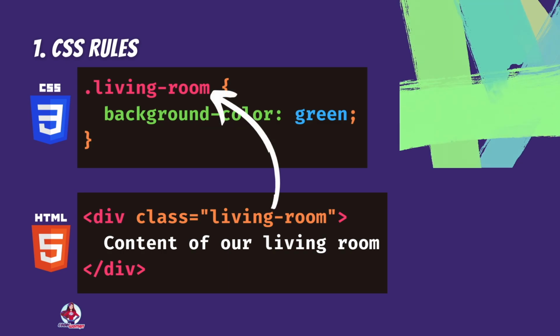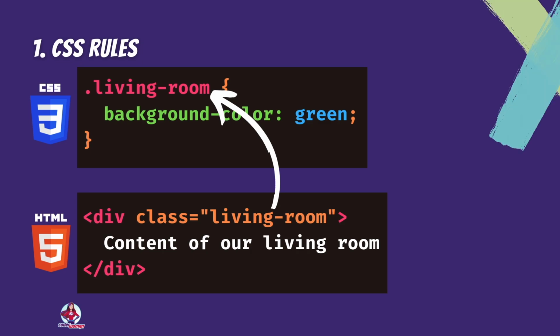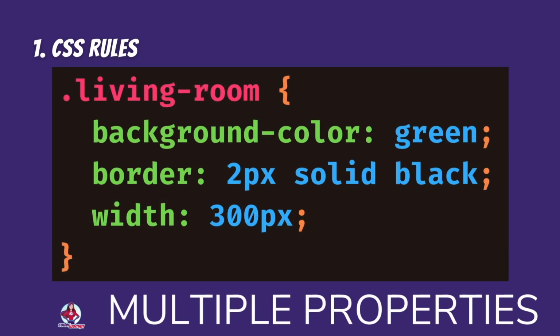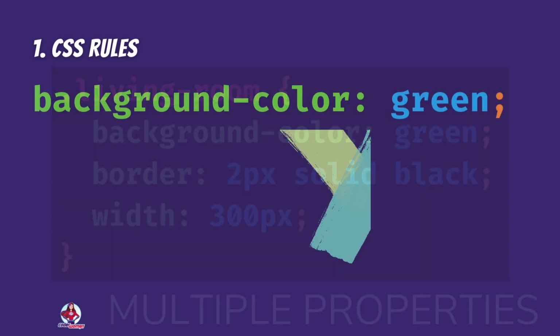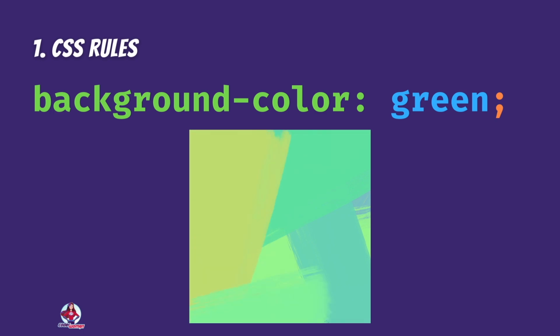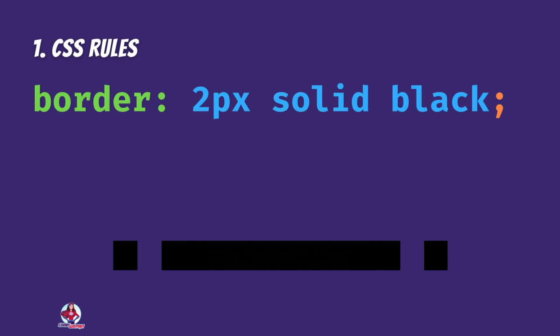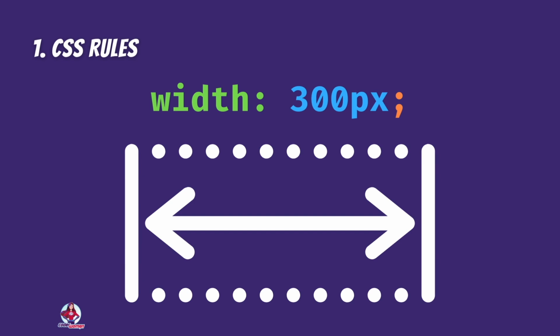Let's expand our living room example to include multiple properties, such as changing the wall color, adding a border, and setting a specific width for the room. In this example, we use 3 property value pairs to style the living room. Background-color green sets the wall color to green. Border 2 pixels solid black adds a 2 pixel solid black border around the room. And the next line defines the width of the room as 300 pixels.